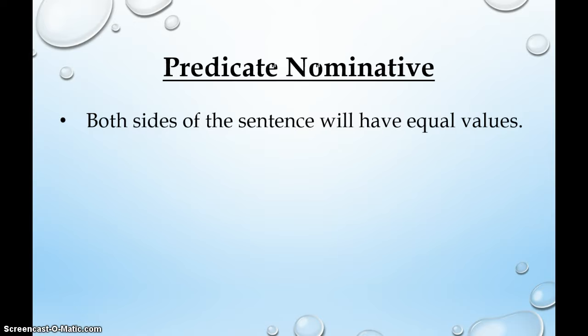Now, in order to explain this further, I like to use a very simple mathematical sentence. 1 plus 1 equals 2. You can see here that the value of 1 plus 1 on the left and the value of 2 on the right are the exact same. Now, we can actually take the equal sign and replace it with the linking verb is. 1 plus 1 is 2. Again, we see the value of 1 plus 1 and the value of 2 being the exact same.